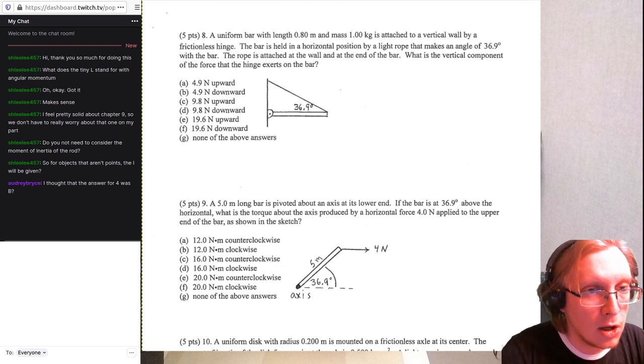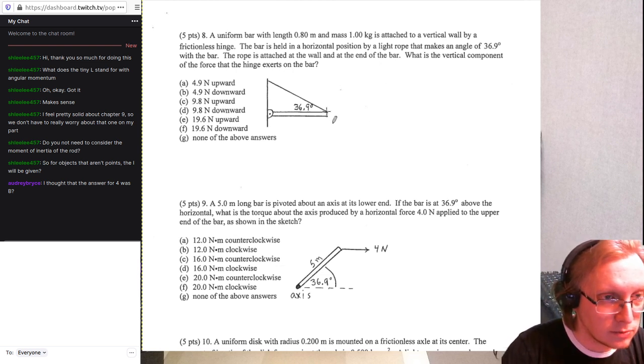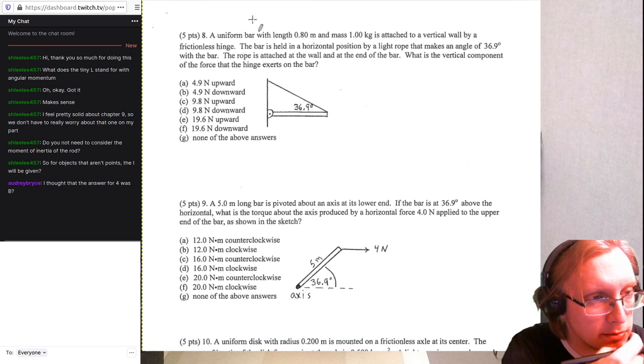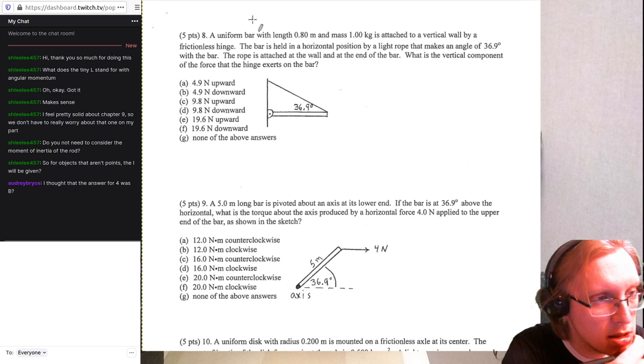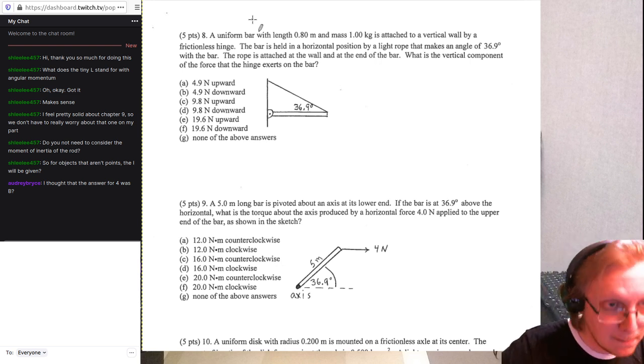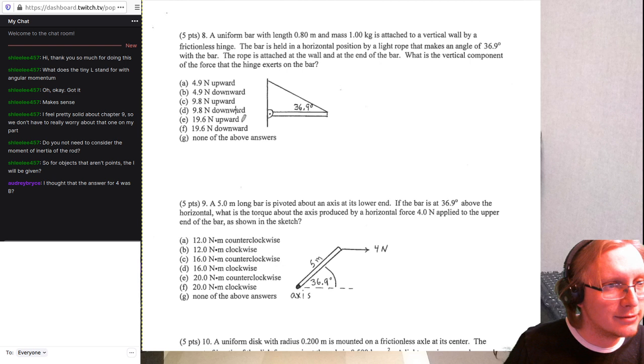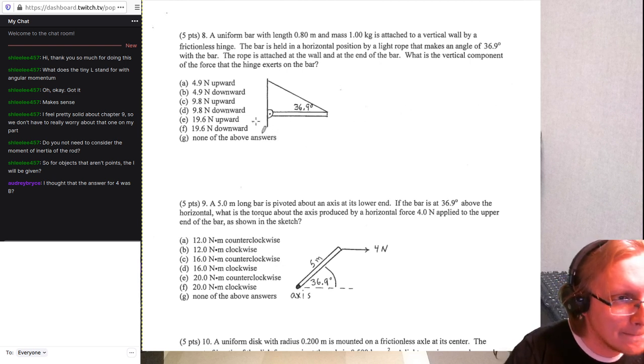Oh, that's really handy. Right, vertical component of the force that the hinge exerts. Interesting. Let's see here. Okay, that's going to take a little bit of thought. That's not very handy at all. It wants the hinge's force. Oh boy.